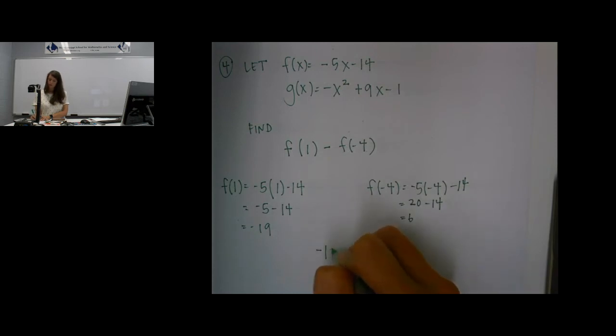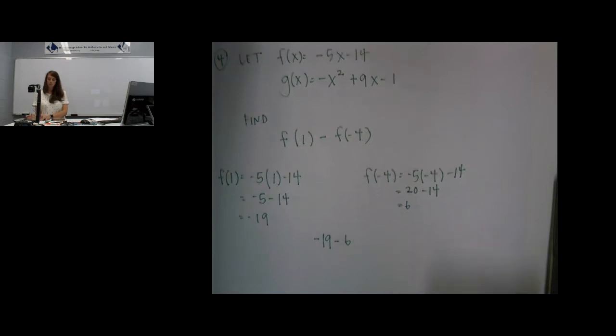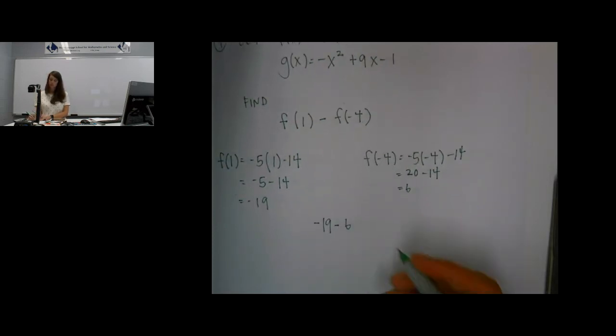So now we're going to take -19 minus 6 there. So -19 minus 6 is going to be -25. Okay?